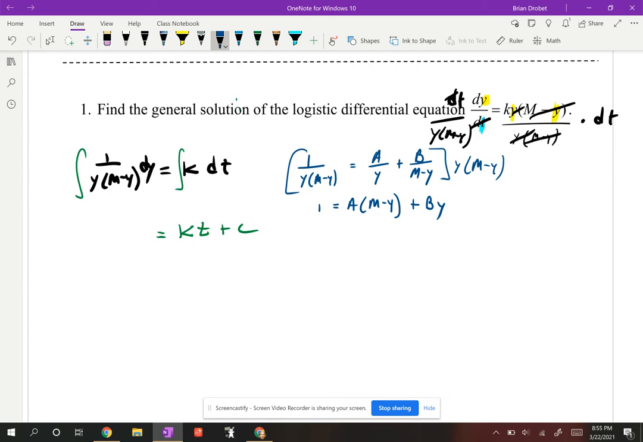All right, so then I'm just going to choose some values for y to determine what a and b are. So let's assume that y is equal to 0. If y is equal to 0, then the equation says 1 is equal to a times m, thus a is 1 over m. And if I let y be equal to m, that will cancel out the a, and I'll get 1 is equal to b times m, or b is equal to 1 over m. So both a and b are equal to 1 over m.